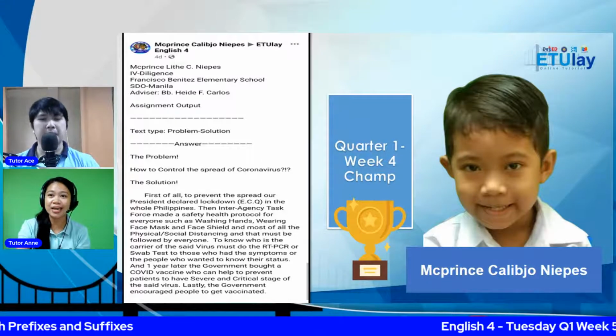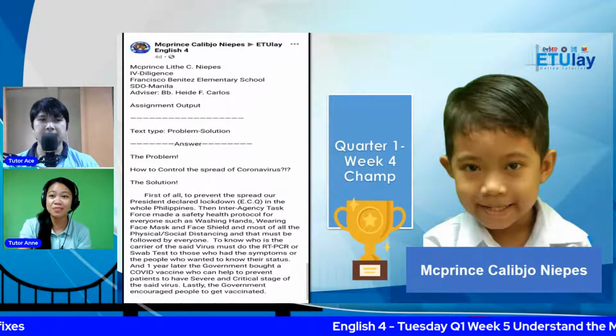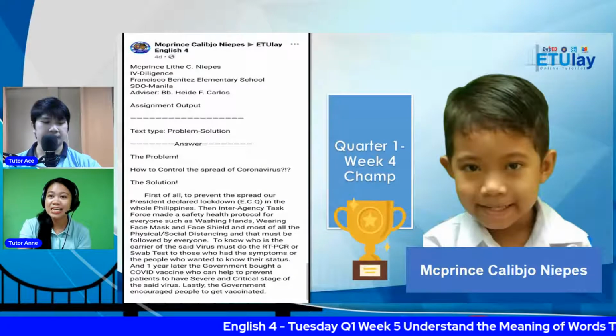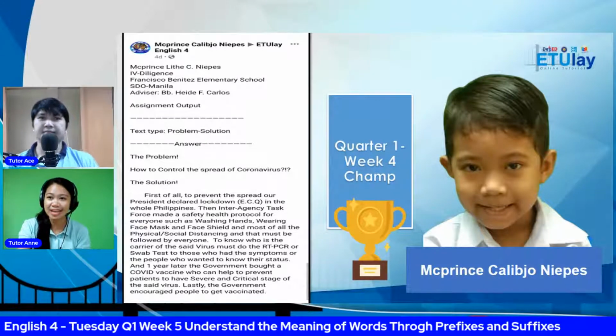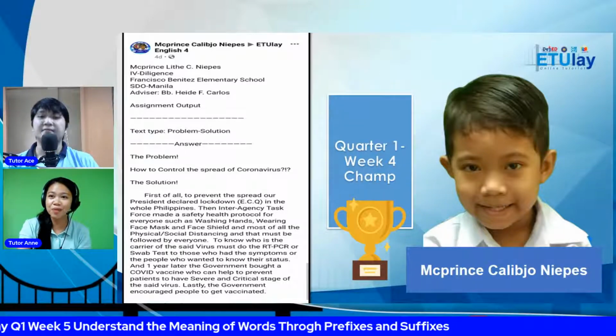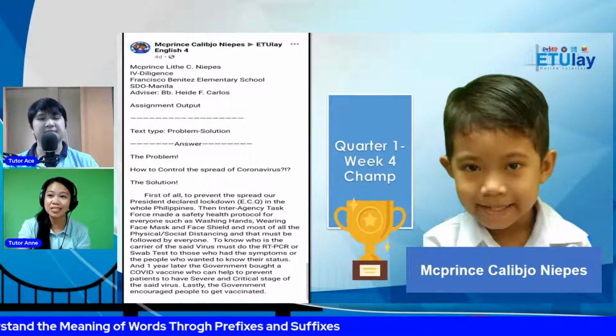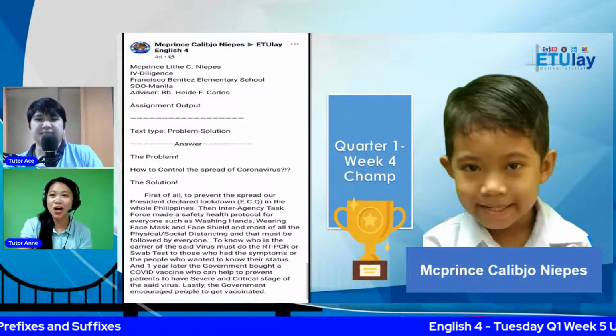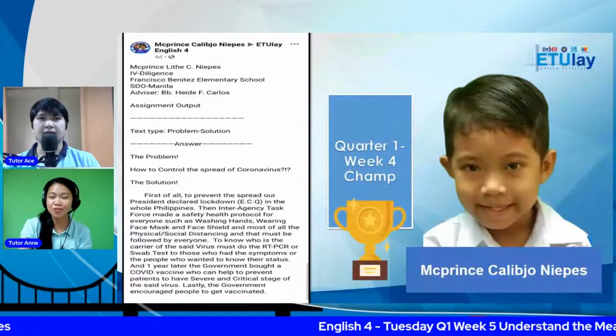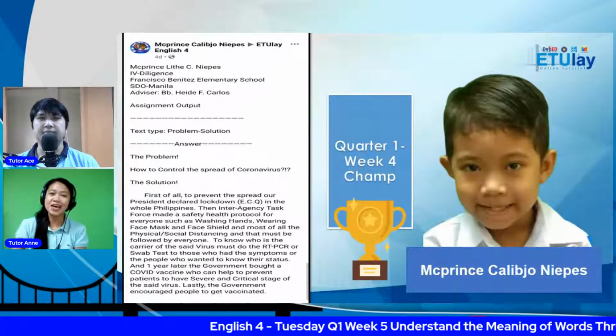To know who is the carrier of the said virus, one must do the RT-PCR or swab test, and that is for those who had the symptoms or people who wanted to know their status. And a year later, the government bought COVID-19 vaccines, which can help prevent patients from having the severe and critical stage of the said virus. And lastly, the government encouraged people to get vaccinated.